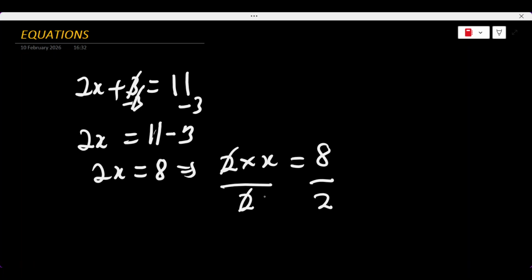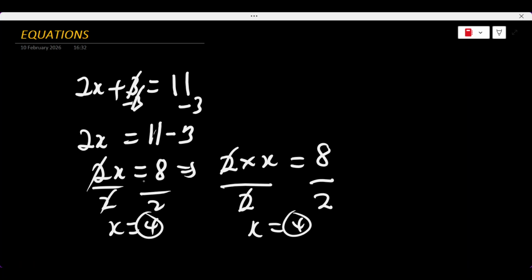So this one and this one will cancel. We are left with x, which gives us 4, because 8 divided by 2 is 4. So it's the same way. You divide this one by 2, you cancel out. x gives us 4 as our final answer. So this is what we call a two-step equation, because we use the first step, which is addition and subtraction, and then the second step, which is multiplication and division. I hope that is clear.